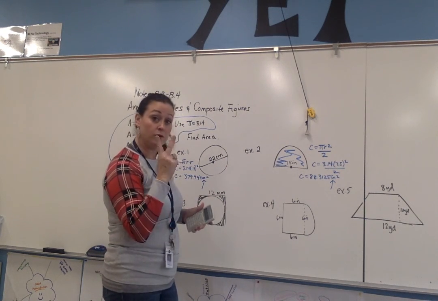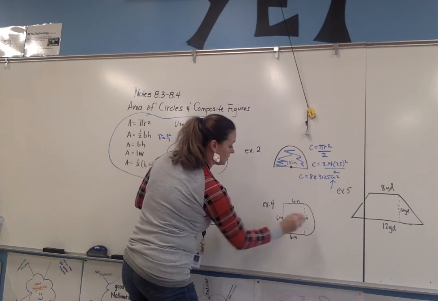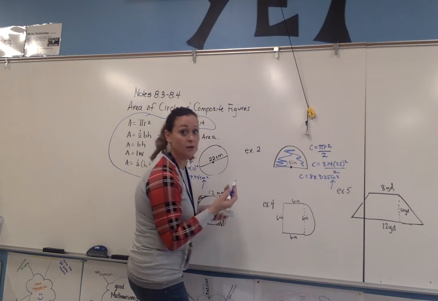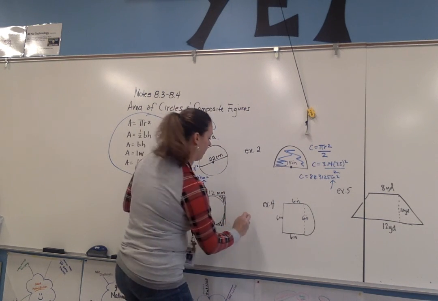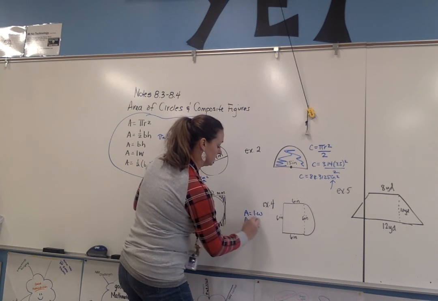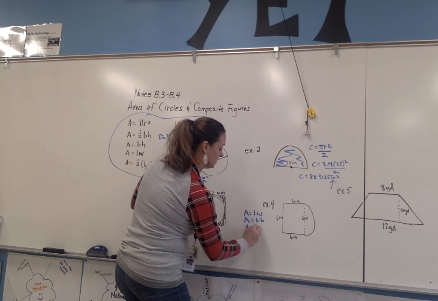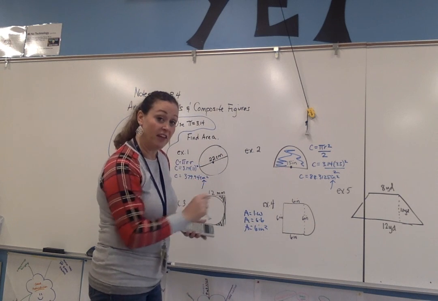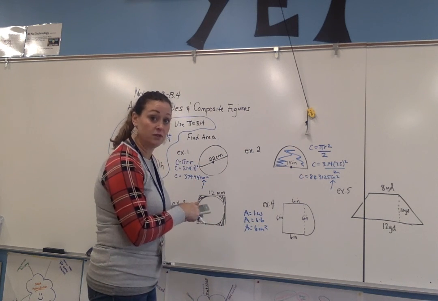In example 4, there's 2 figures. I have a square, or a rectangle, or a parallelogram. So area equals length times width. Area equals 6 times 6. Area equals 36 inches squared. I then find the area of the half circle, and I add the 2 together.